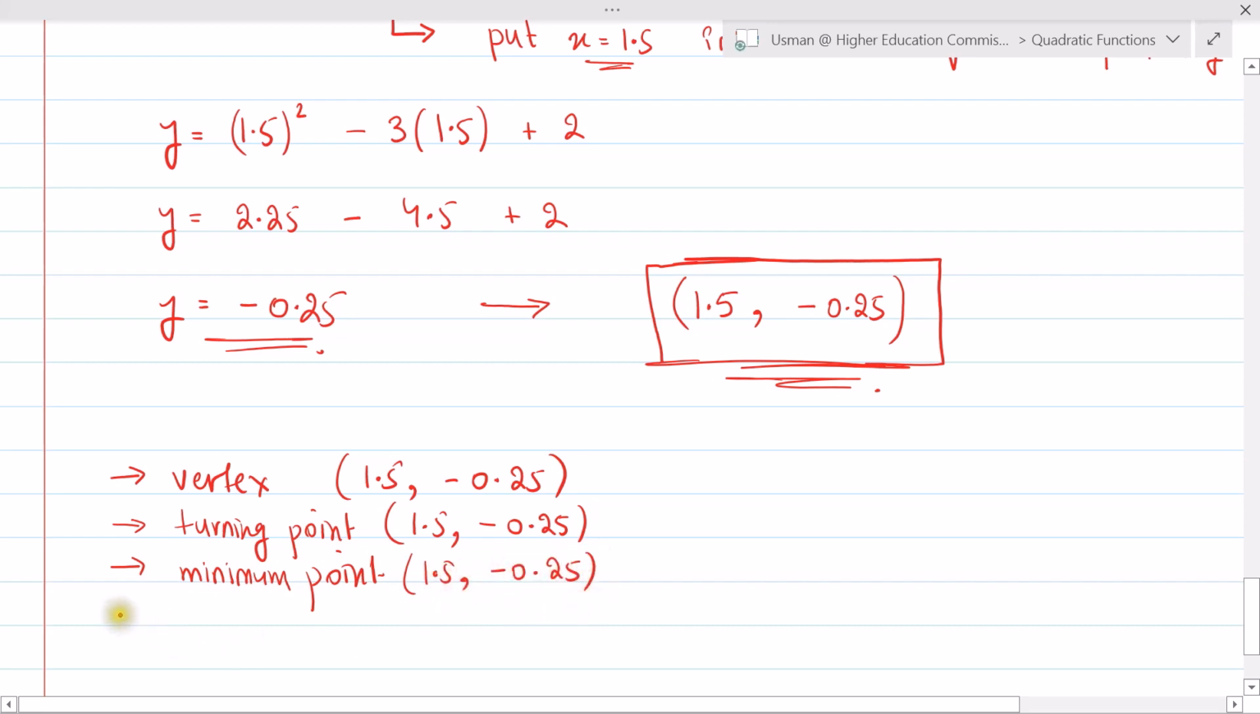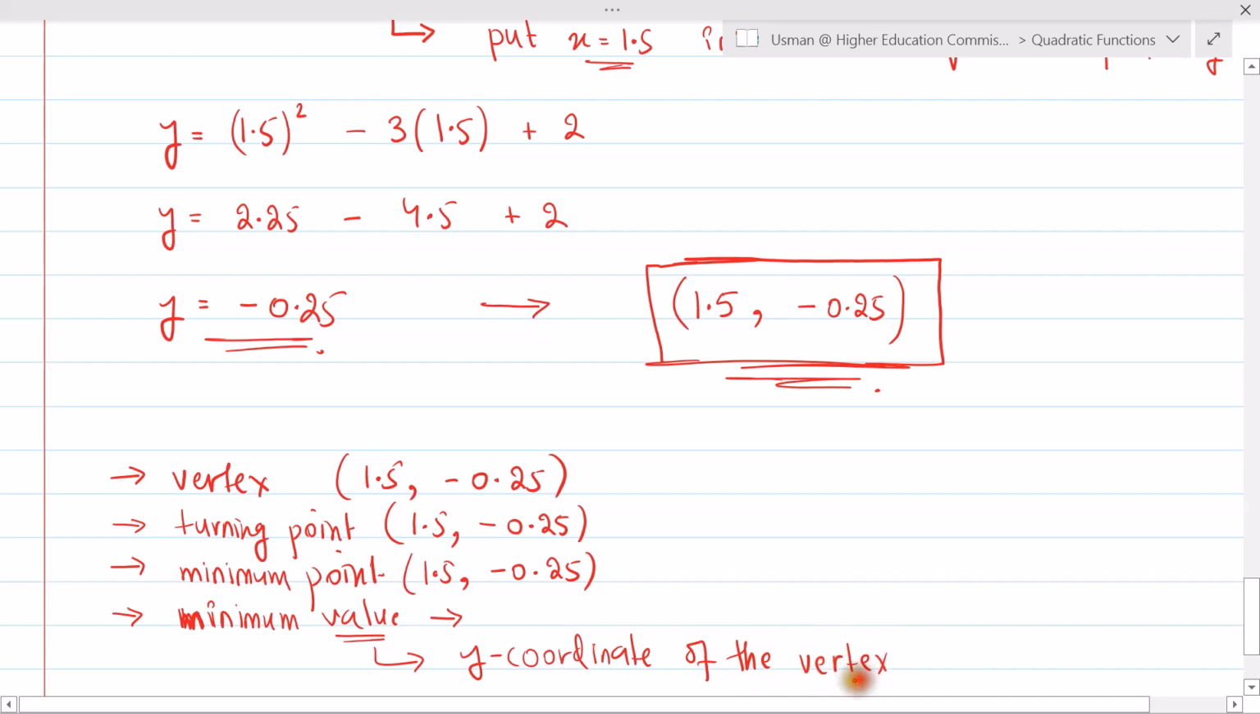But what if I have the word which is termed as minimum value? Now there is a difference when I say point and value. Point simply means that I have to answer as x coordinate comma y coordinate and putting it in brackets. But value over here does not mean a point. It simply means that you have to consider only the y coordinate of the vertex. Hence, in this case, we will only be looking at the y coordinate of the minimum point, which is simply y equals -0.25.